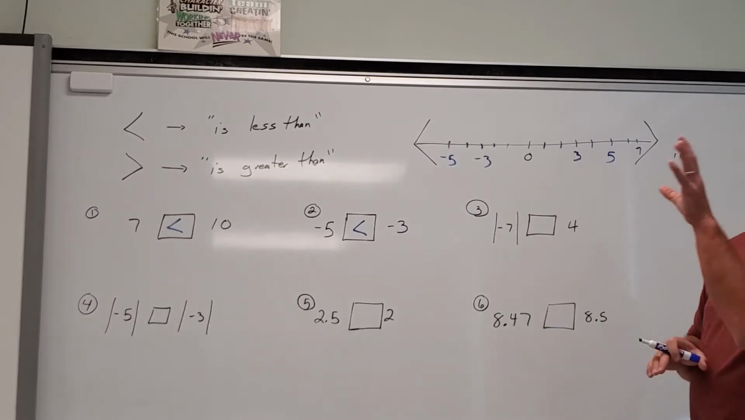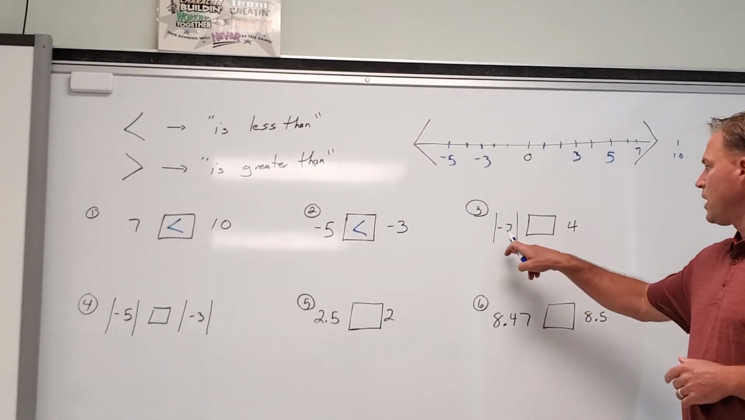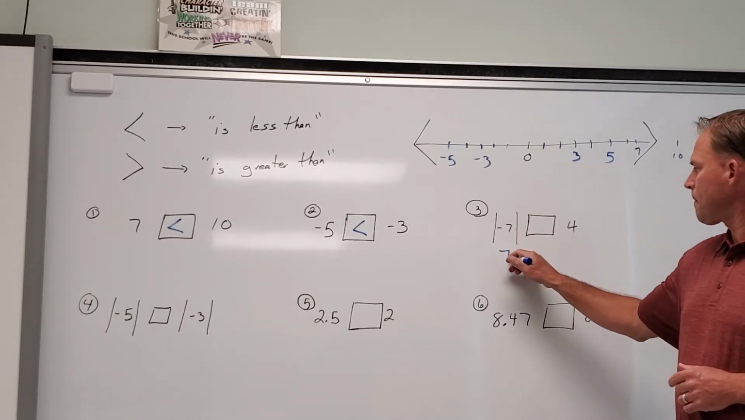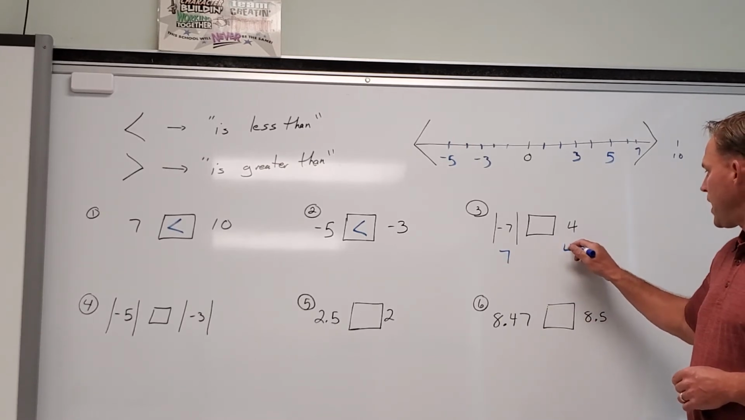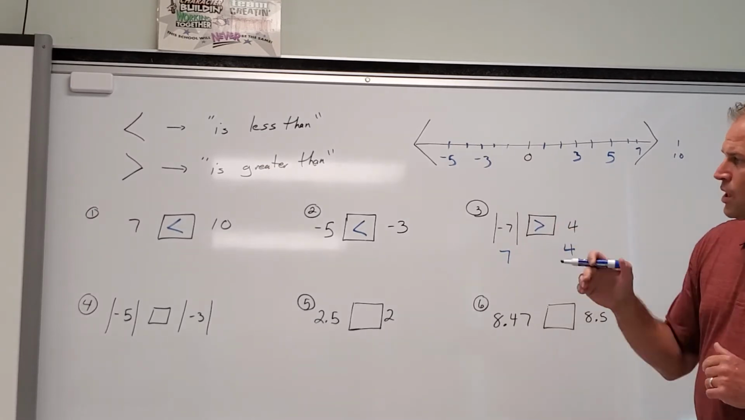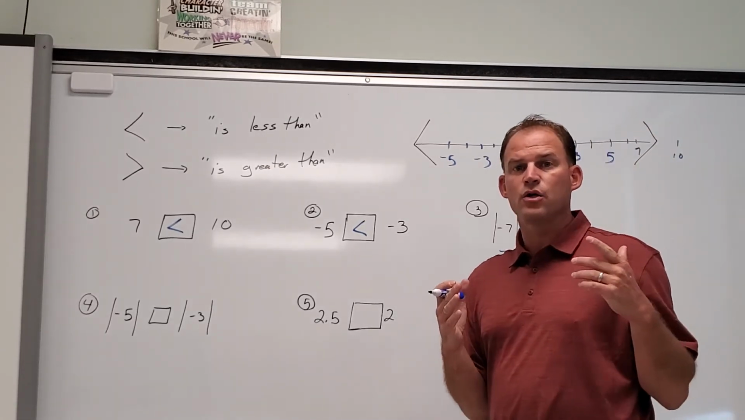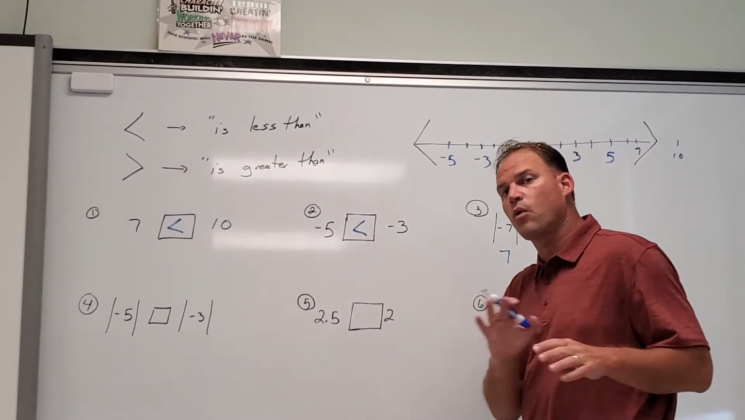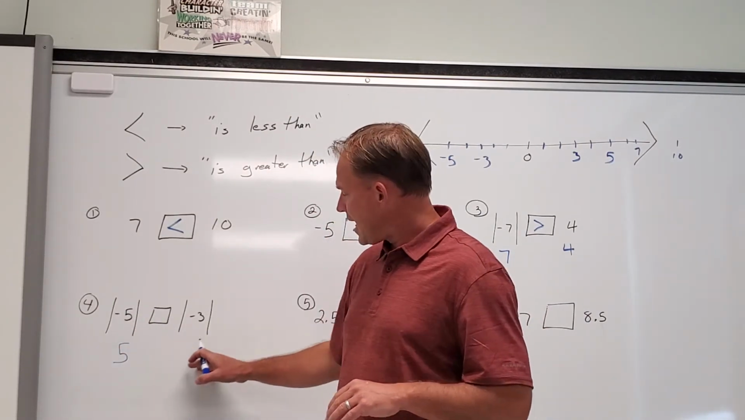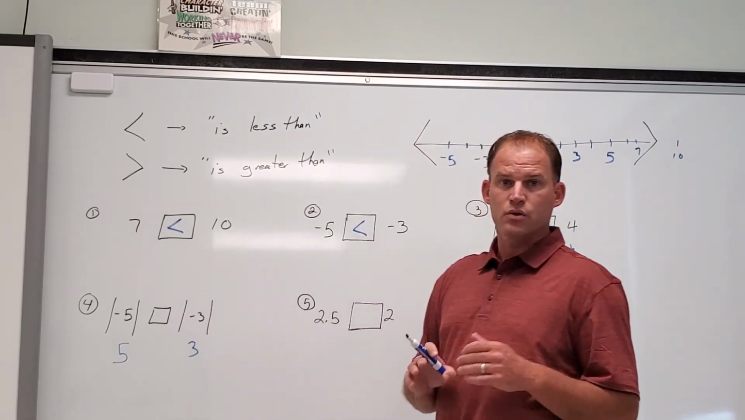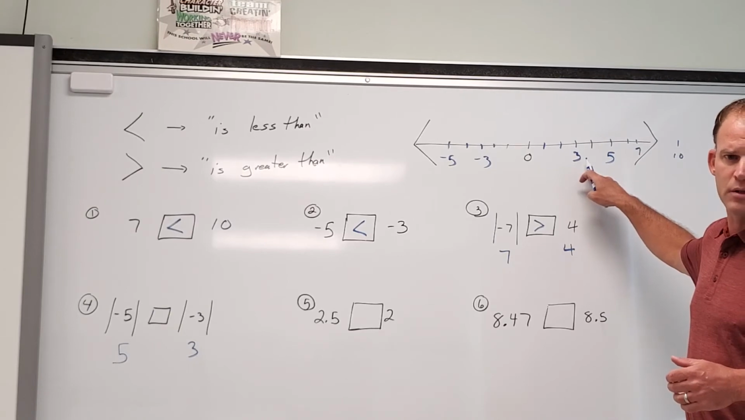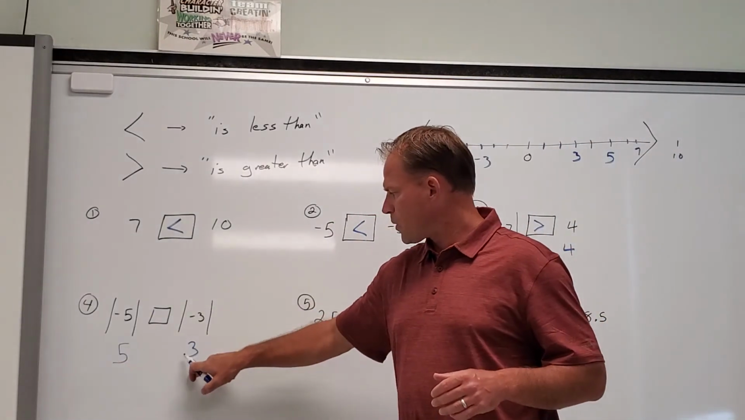Number 3, bring in some of those absolute value questions that we talked about. I've got the absolute value of -7, which is +7. So now I compare 7 and 4. 7 is greater than 4. Number 4, again, we've got to evaluate those two absolute value signs before we make any comparisons. The absolute value of -5 is 5. The absolute value of -3 is 3. So now I'm looking at the positive values when I make this comparison. So, 5 is greater than 3.